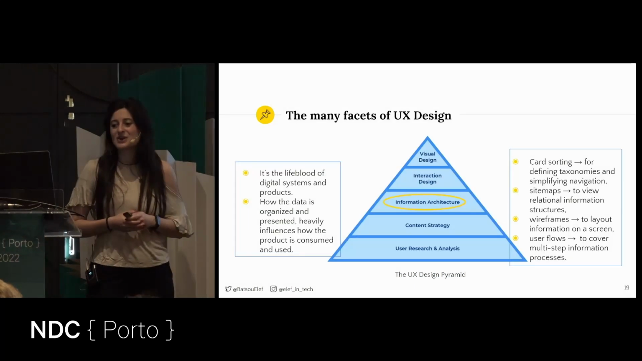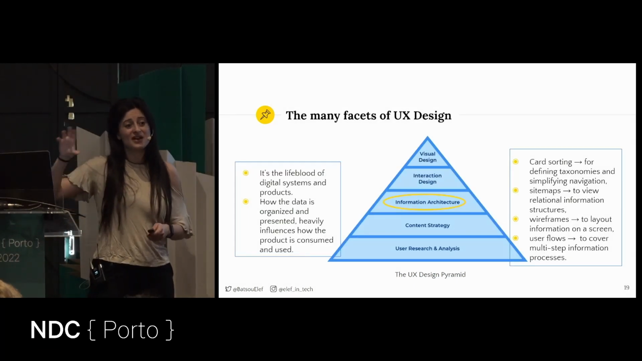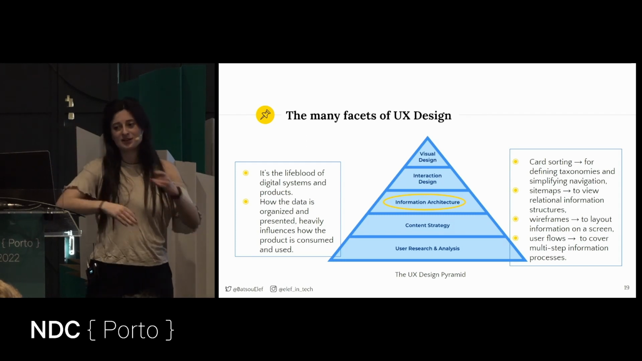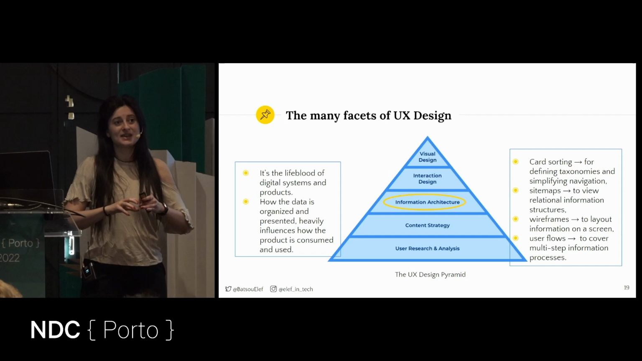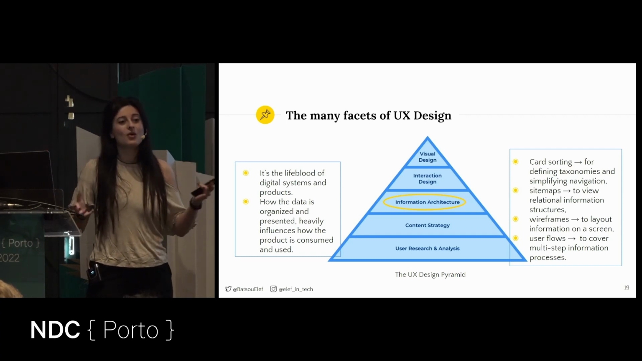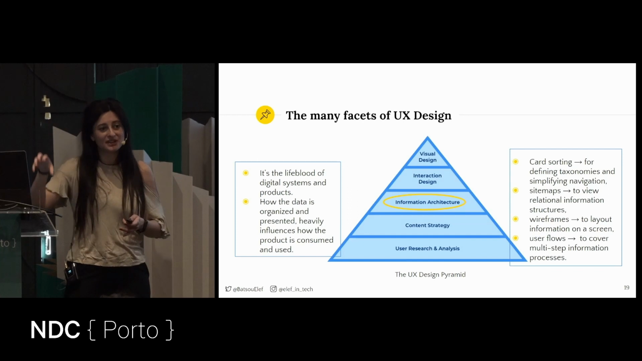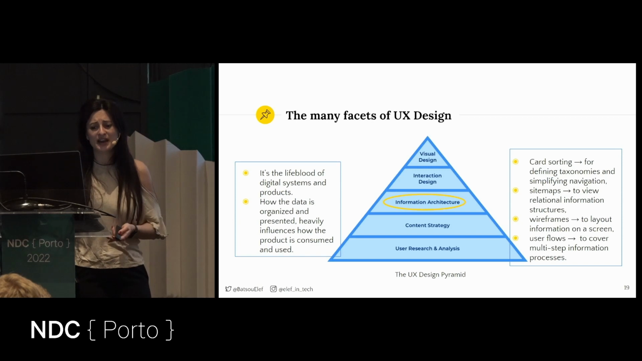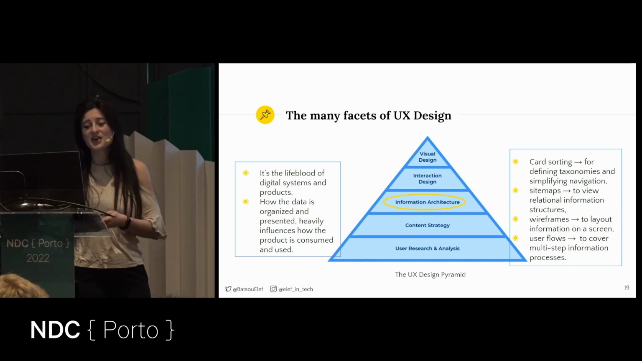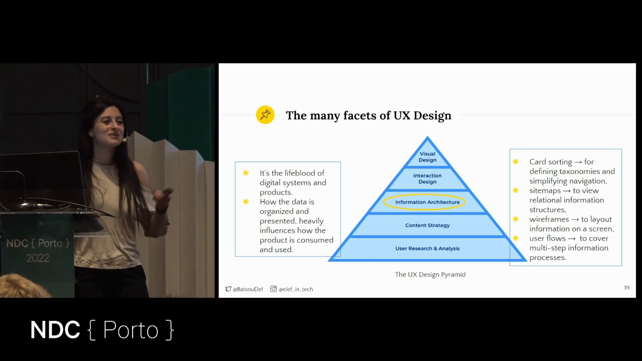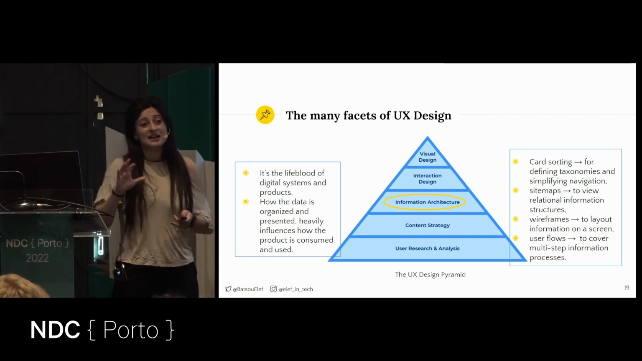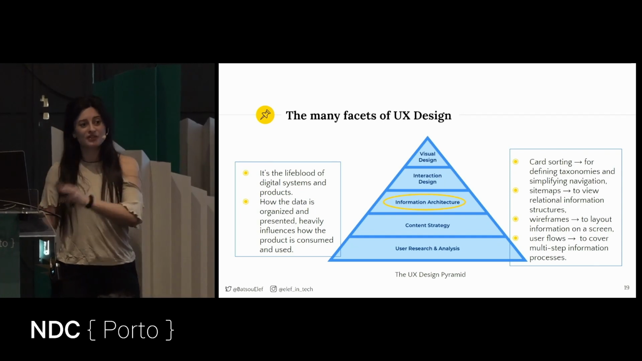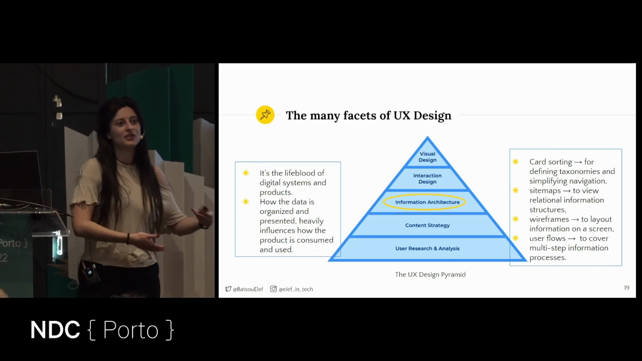And after that, we also have the information architecture. This is the core because it is what will hold everything together and what will involve the whole team: the designers, the researchers, the marketeers, and everyone. So in this stage, how the data is organized and presented heavily influences how the product is consumed and used. And on the other hand, we will do again a lot of things like card sorting, sitemaps, wireframes, user flows, and more of this stuff. It's not mandatory that we will have all of this stuff, but it's nice to have at least a few of these.